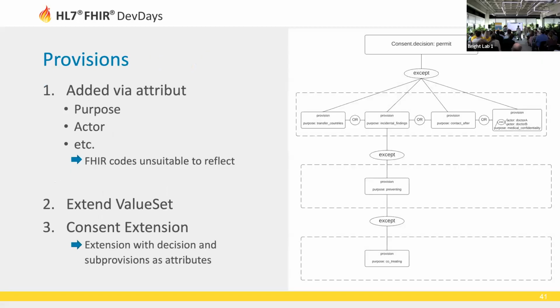All right, so we have provisions which describe what the patient or the subject is consenting to. A possibility to add these would be via attributes, for example, purpose and actor, but we quickly realized that the FHIR codes are not suitable to reflect the extent of the desired information. Another option would be extending the value set of purpose and having the context of action in there. The third option was the extension of the consent resource itself with decisions and sub-provisions.